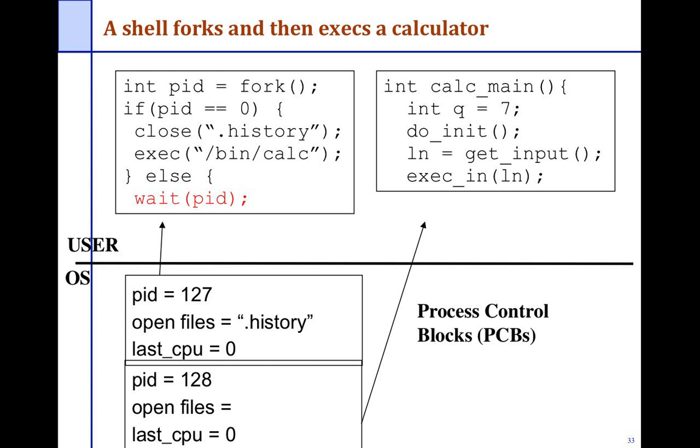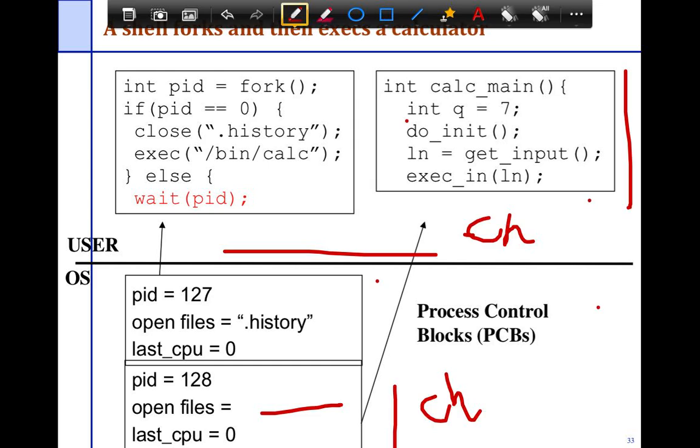If you had purely a fork, this would not have been possible. Essentially, this calc main would have had to be defined within this program. So calc main would have had to reside in that. But now calc main can reside in any part of the system, and we can transparently fork from the parent and then exec this.